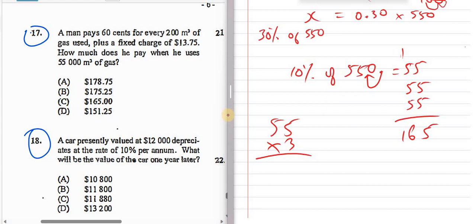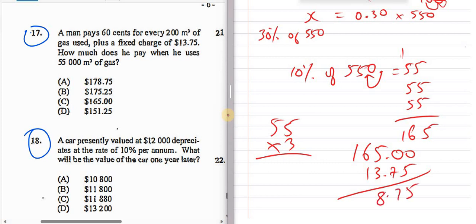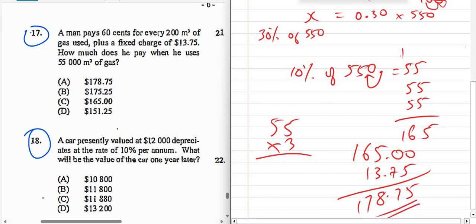But remember, he has to pay a fixed charge as well. He has to pay a fixed charge as well, so you can't forget that part. What's the fixed charge? 13 what? And what amount would that give you? So 5 goes here, 8 goes here, 7 goes here, 1 goes there. So what's the answer? A.